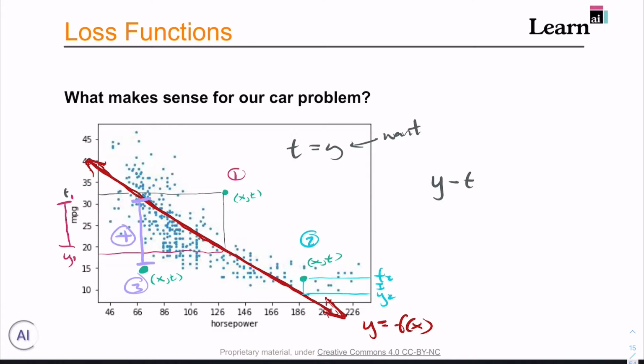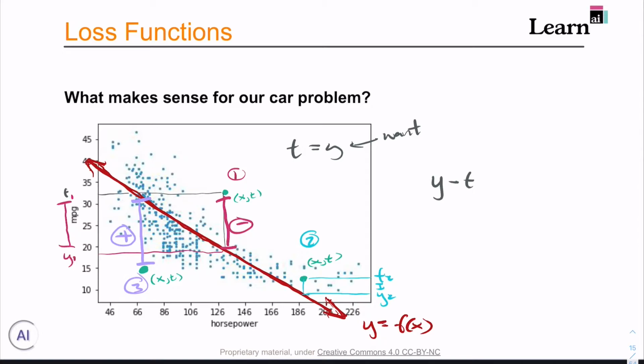Compared to point 1, let me change colors to make it consistent here. Compared to point 1, this is going to be a negative difference, right? Because y is less than t, and we're doing y minus t. That's going to be negative. Do we want those to be opposite, right? Like, do we want something that's below the line to be one sign, and something that's above the line to be a different sign?